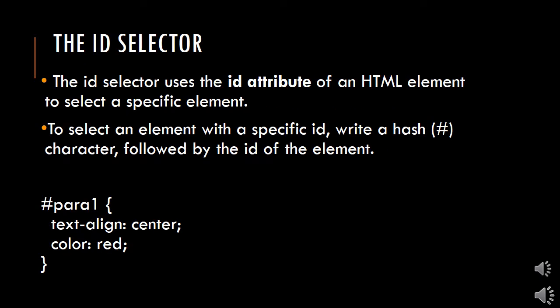Another type of selector is an ID selector, which selects an element based on the value of an element's ID attribute. It is indicated with the use of a hash character. In the example, our ID name is para1, with the property text align, with its value center, and property color with its value red.